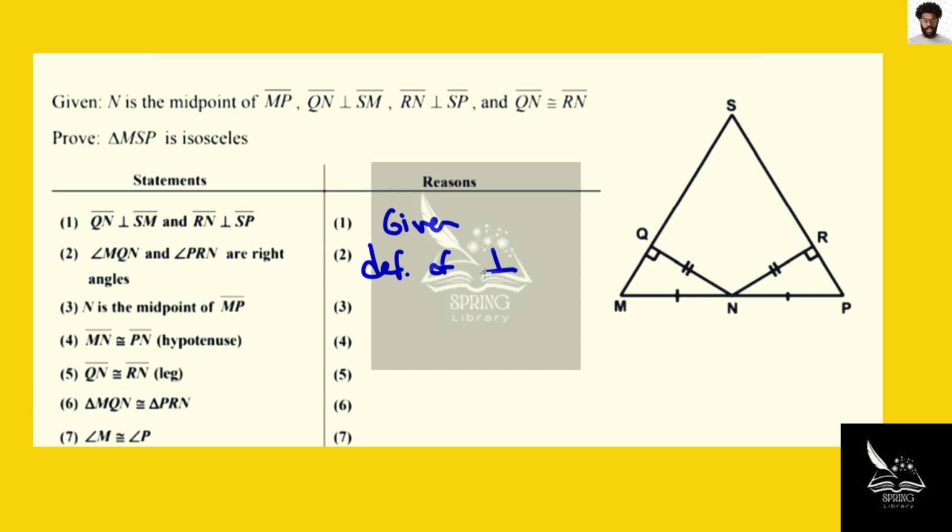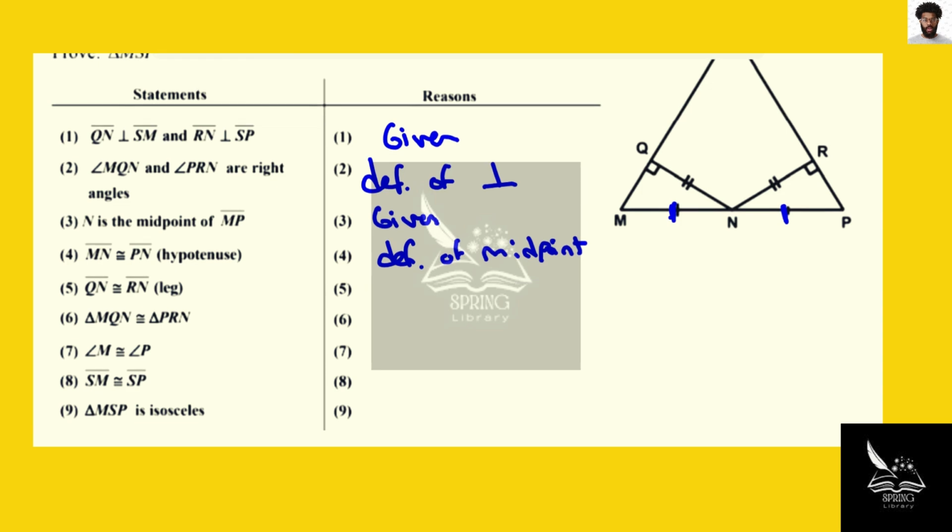I'm using symbols for my space, but because we're given perpendicular, that's what it would mean, that we're creating right angles. We were also given that N is the midpoint of segment MP. That was a given piece of information. If N is the midpoint of MP, then that is why MN is congruent to PN. That is the definition of midpoint. To be in the midpoint means you've got congruent segments on each side.